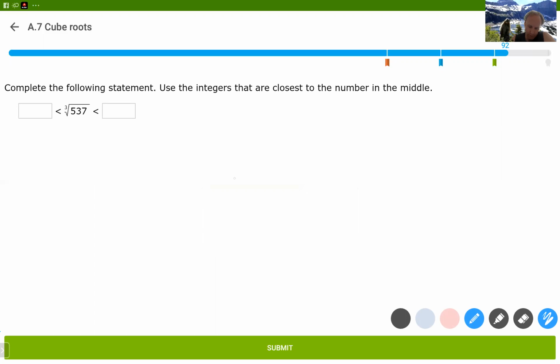Okay, so 512, the cube root is 8. And the cube root of 729 is 9. So we're in between there, a lot closer to 8.537. Notice that we're quite a bit closer to 8. So it's probably about 8.1. We want to go with 8 and 9.